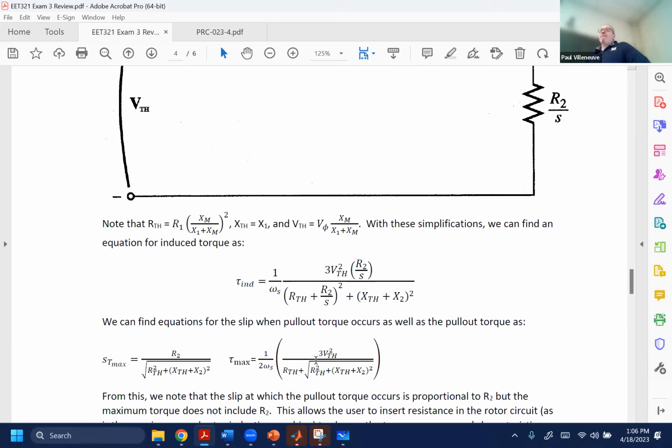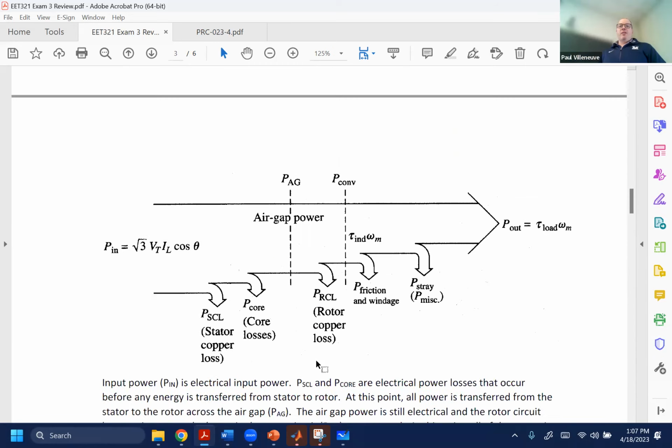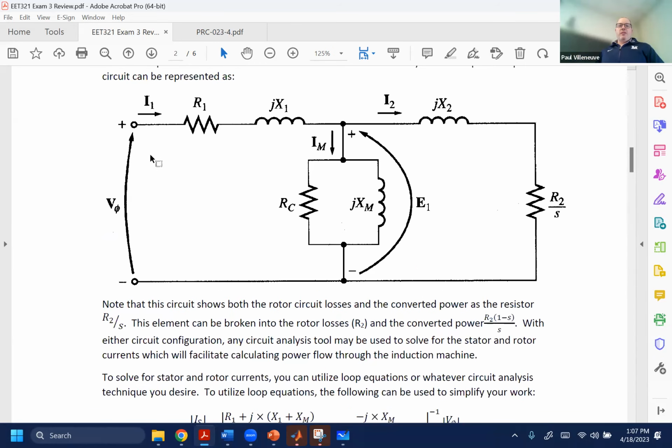Yes, sir. How do you find current? Sorry, how do you find current? What do you mean the current? Like, without using the matrix, how do you find current? Let's go back to the circuit. If I just want to find stator current, I know I have to know what a value of slip is, and then I would just use loop equations to do that. I would solve for it that way, if I need to solve for the current.